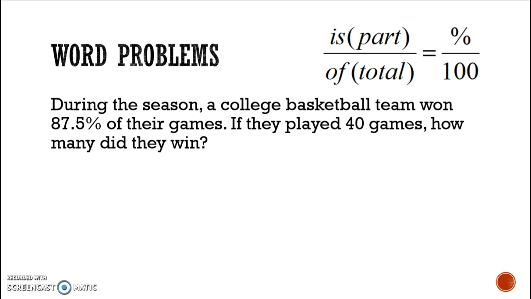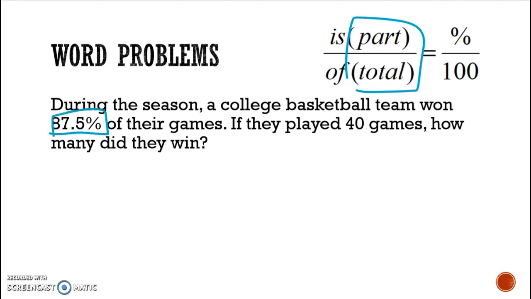Alright, so this is that part and total with our proportion. Okay, so we need to figure out if we know the part or the total or the percentage, what it is we're searching for. So let's read this one. It says, during the season, a college basketball team won 87.5% of their games. If they played 40 games, how many did they win?